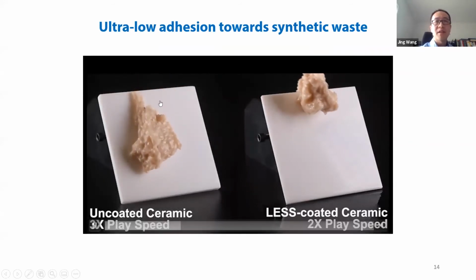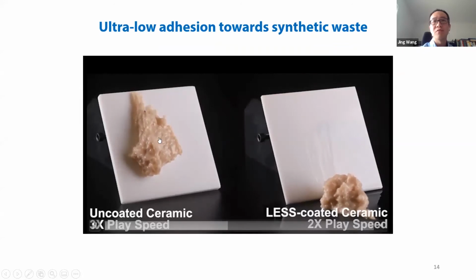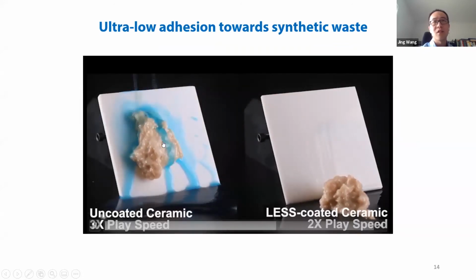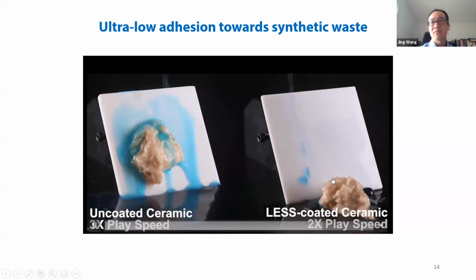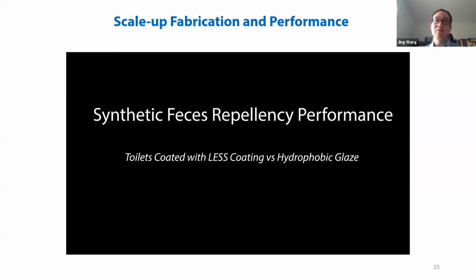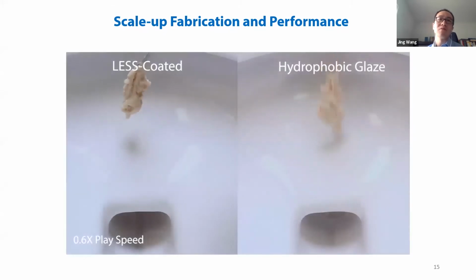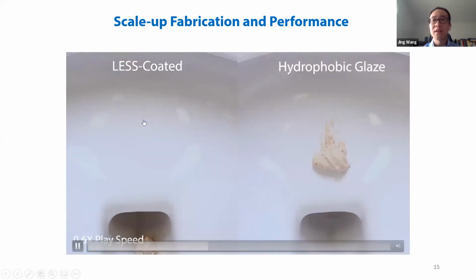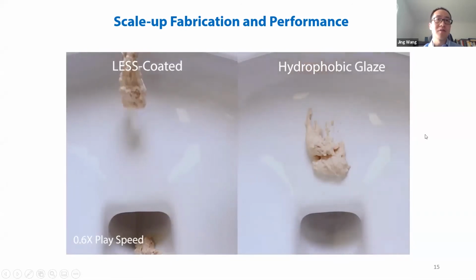So let's see the performance. Compared to untreated ceramic, which adheres to the viscoelastic solids and takes a lot of water to clean, our surface just slides off and doesn't take much water to clean. And as we use a spray coating process, we can put the LES coating onto complex geometries and scale it up. For example, we put it onto a real toilet, and compared to a commercially available cutting-edge hydrophobic glaze coating, which doesn't quite work, on our surface it just slides off into the center of the bowl and doesn't need much water to clean.